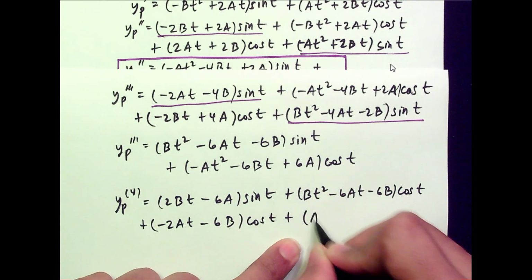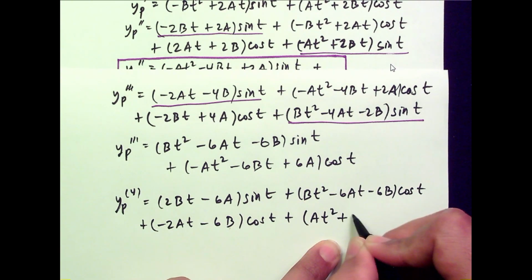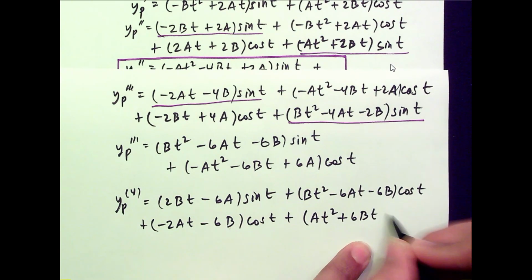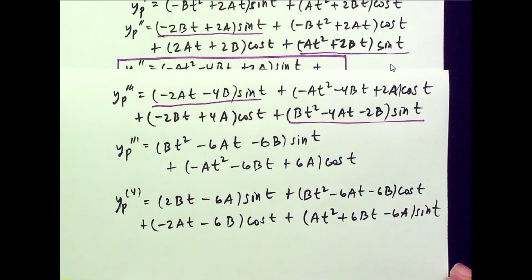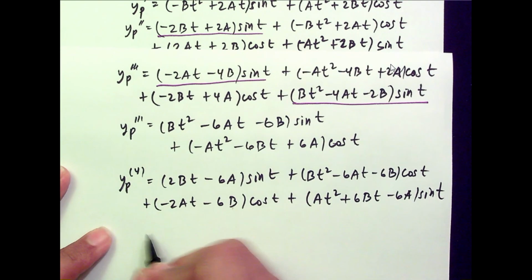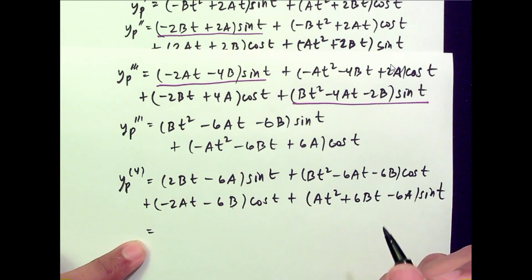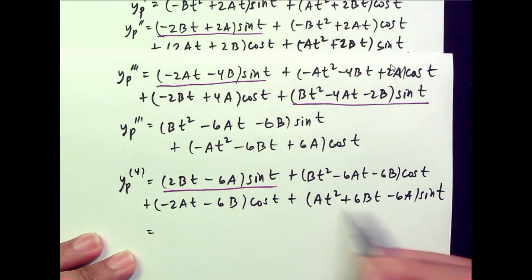So this is going to be at squared plus 6bt minus 6a sine of t. And now combining sines and cosines. These are the sines.